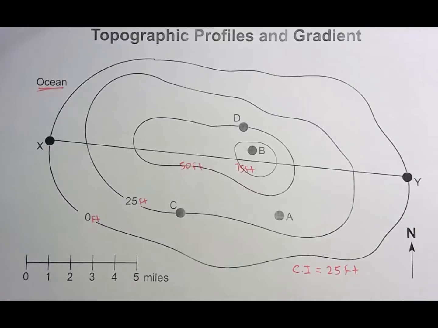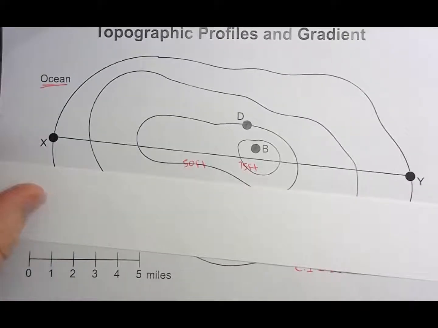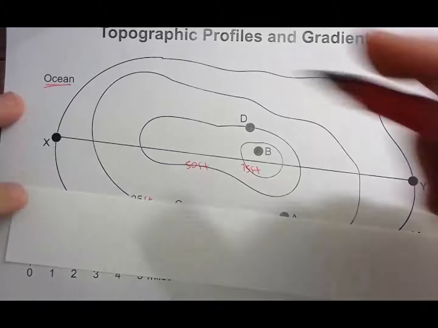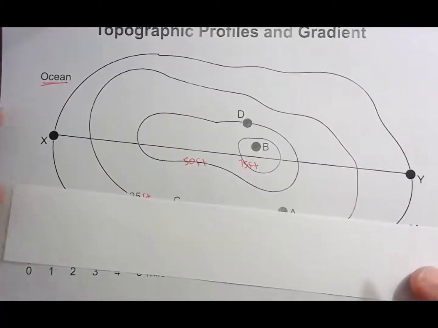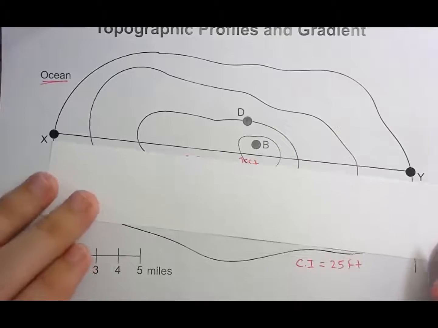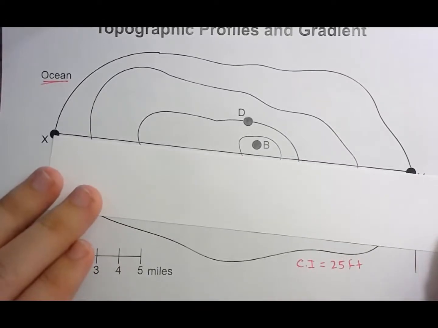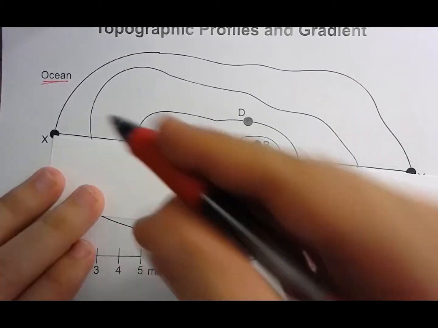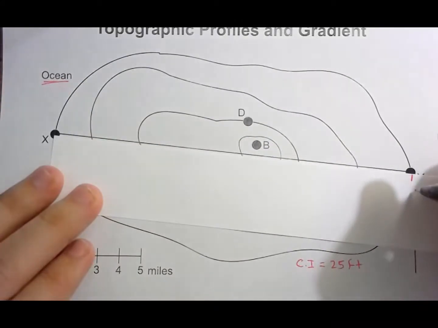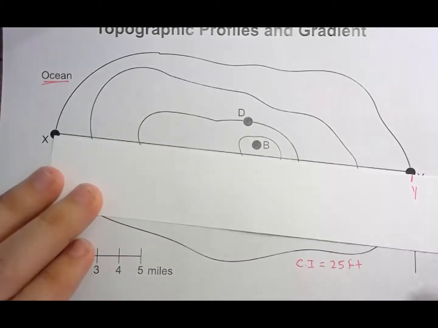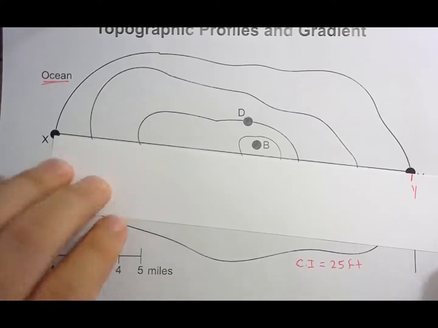First thing you need is a piece of scrap paper. We already have all our elevations of these lines labeled. This is a pretty simple example. The next step, you want to line up your scrap paper. Notice I'm going from the middle of X here. I'm going to mark off the middle of Y. I'm going to mark that Y because that's our endpoint.